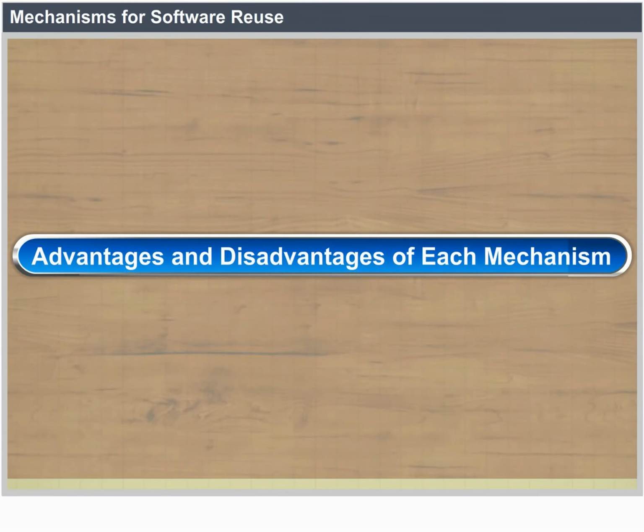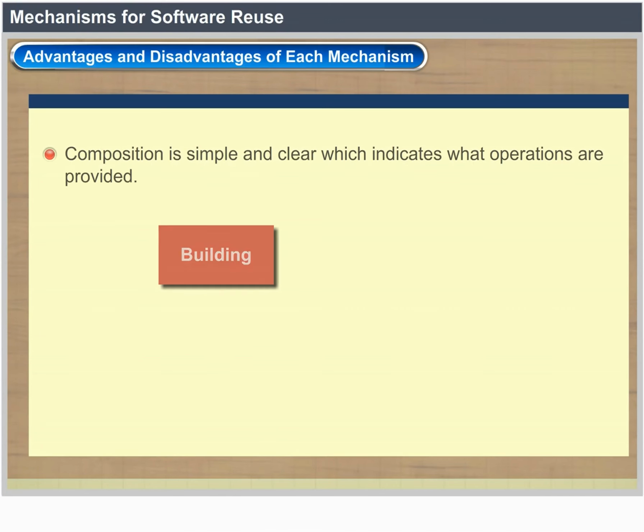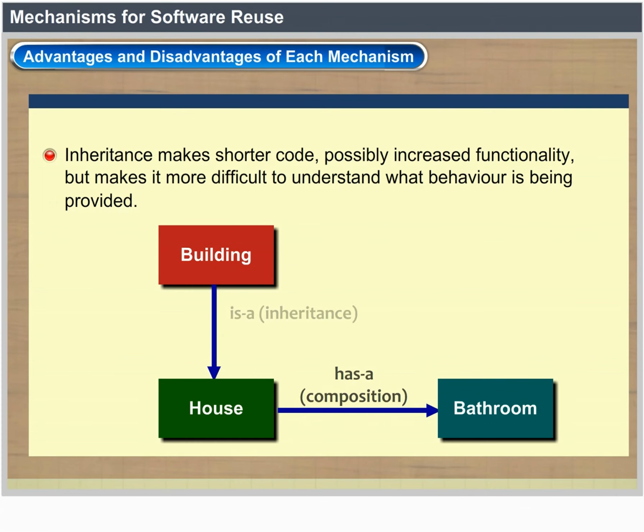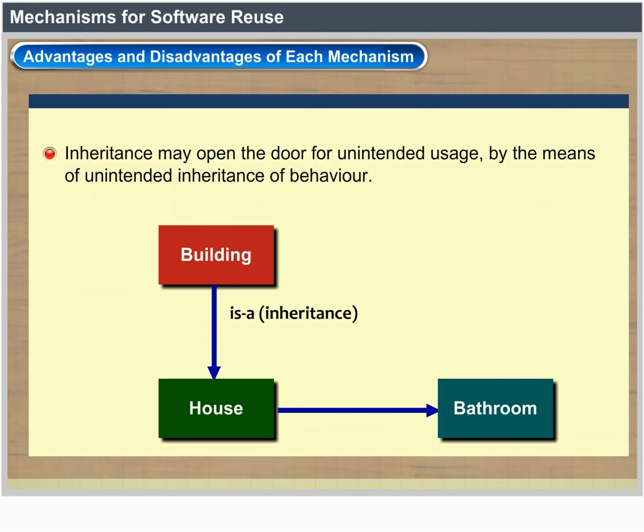Advantages and disadvantages of each mechanism. Composition is simple and clear, which indicates what operations are provided. Inheritance makes shorter code, possibly increased functionality, but makes it more difficult to understand what behavior is being provided. Inheritance may open the door for unintended usage by means of unintended inheritance of behavior.